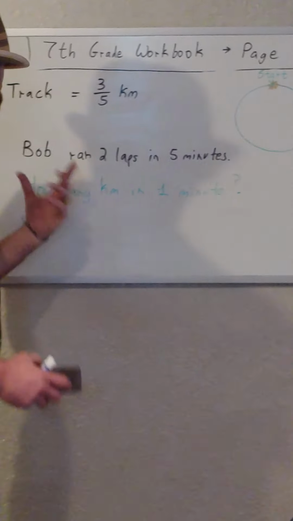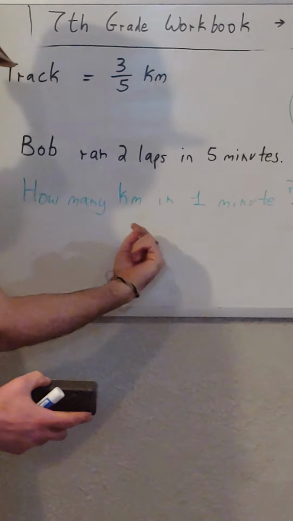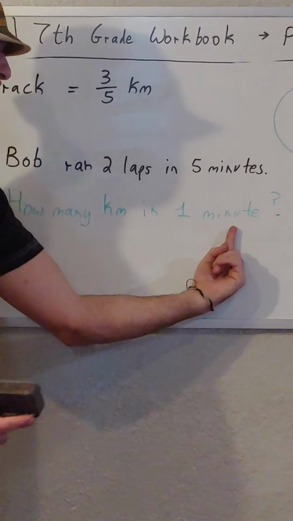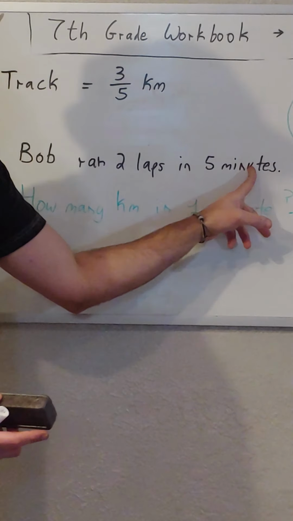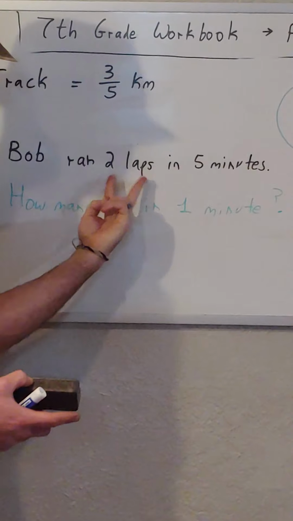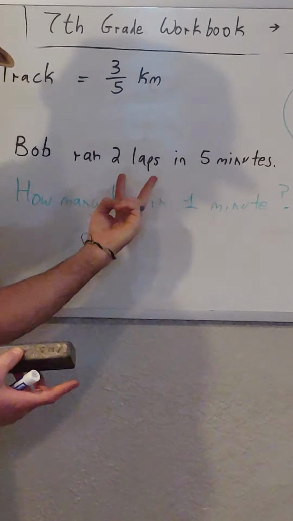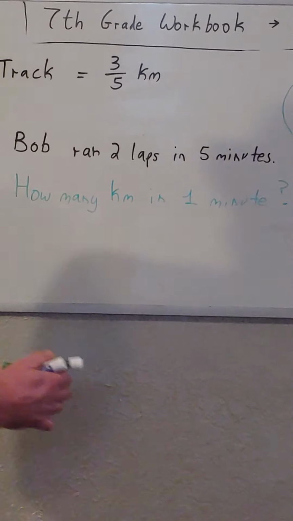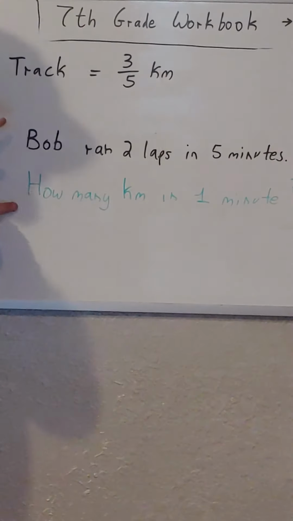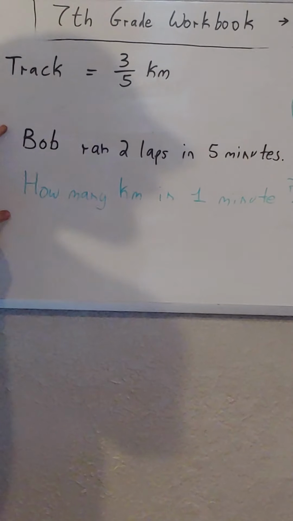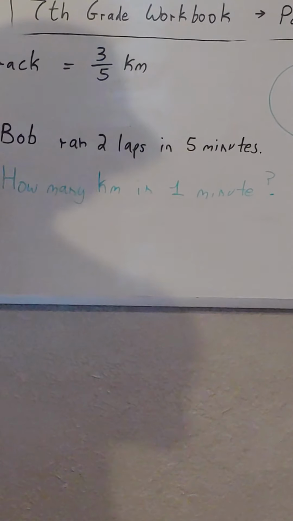Okay, so what I would do here, the question is asking for a comparison between kilometers and minutes, but here we see a comparison between laps and minutes. So what I want to do is turn these 2 laps into kilometers. That way, when I'm comparing these, they have the same labels. So hopefully everybody understands my goal there. I want these two to have the same labels.